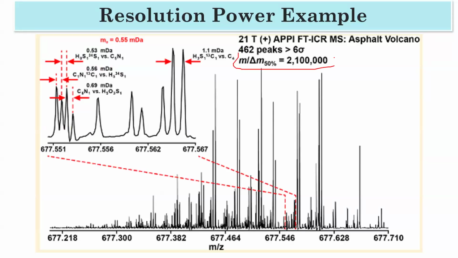In this paper, I would like to highlight this one. So M by delta M, this ratio, is more than 2 million, right? What I mean by resolution is, when you expand this area, you get all the peaks. You understand? You get all the peaks. Here they have shown some isotopes also, right?